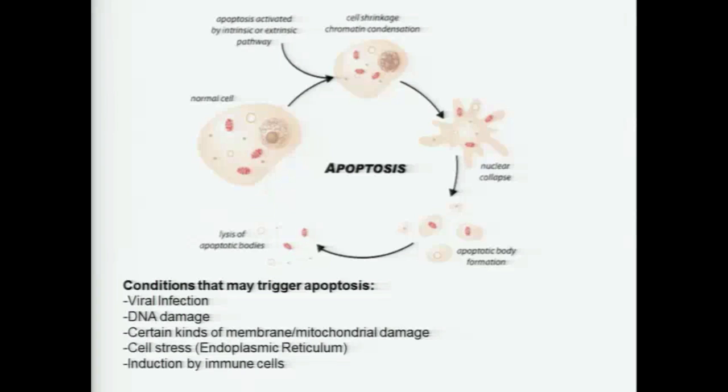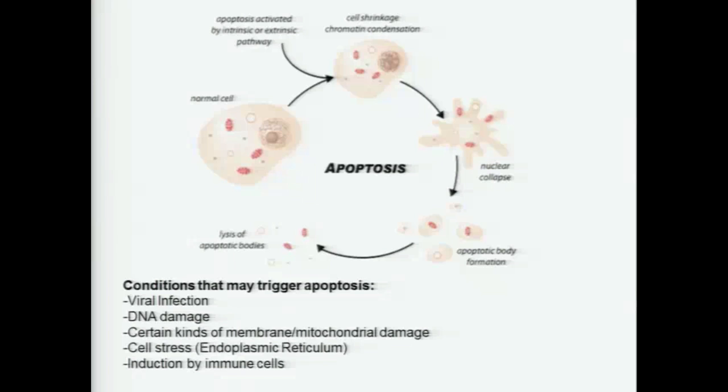itself out. But let's say a virus infects the cell and it injects its own DNA into the cell's DNA so that it can replicate itself. Sometimes cells recognize that abnormal strand of DNA and initiate apoptosis as a result. So viral infection can trigger apoptosis. Certain kinds of membrane and mitochondrial damage can trigger apoptosis in a cell. Certain types of stress, especially stress inflicted to the endoplasmic reticulum, can trigger apoptosis because it's going to affect the cell's ability to synthesize protein.